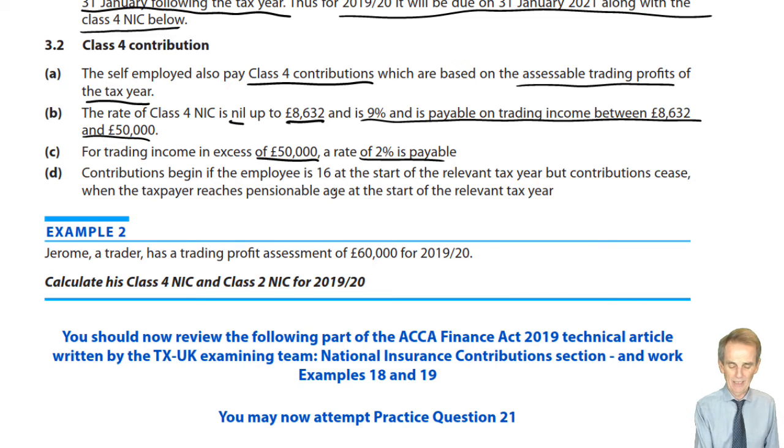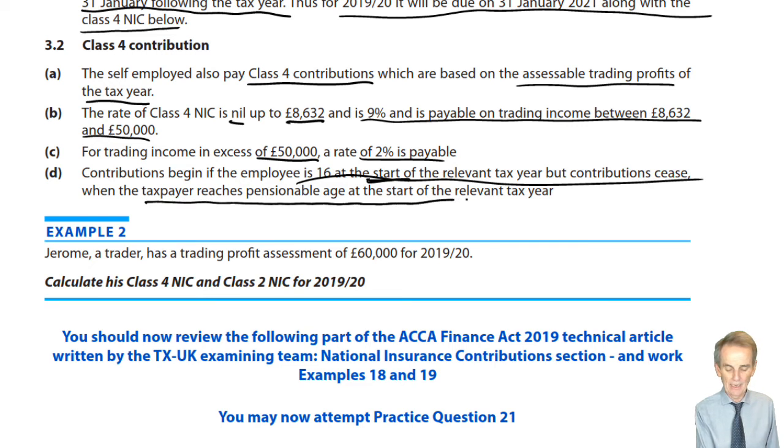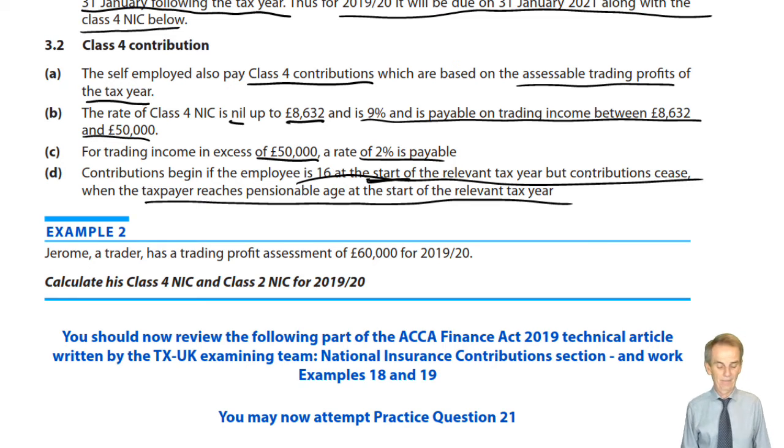Again, like with employees, start at age 16. At the start of the relevant tax year, contributions begin. Again, it's not very likely that many 16-year-olds are going to be self-employed, but contributions begin if the taxpayer is 16 at the start of the relevant tax year, but contributions cease when the taxpayer reaches pensionable age, again at the start of the relevant tax year.